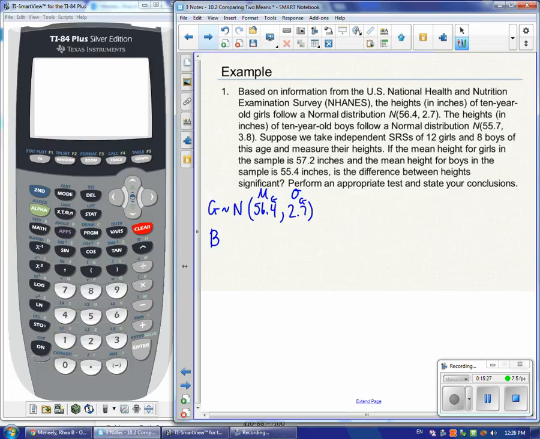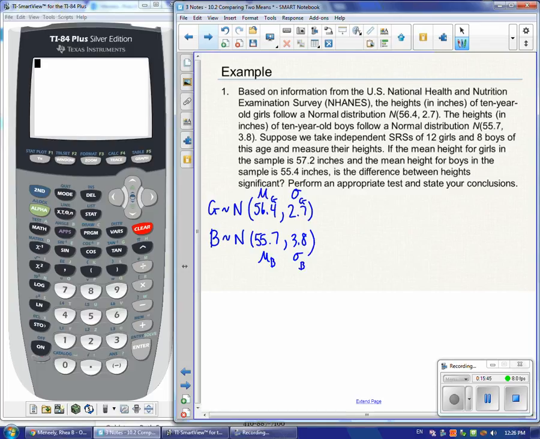For boys, I'm told they are also normal with a mean of 55.7 and a standard deviation of 3.8. And again, this would be my mu sub B. This is sigma sub B.